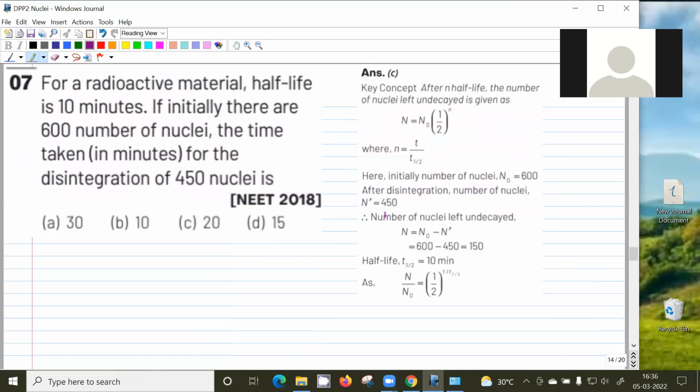Okay, for a radioactive material, the half-life is 10 minutes. If initially there are 600 nuclei, find the time taken in minutes. This is also a trivial, mathematical question.